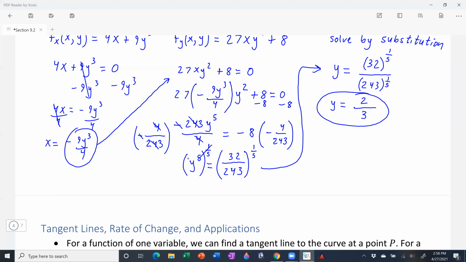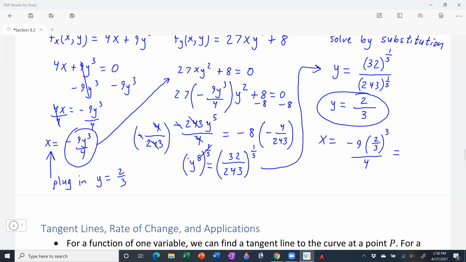Okay, not quite done yet. Don't forget that you need to plug this back in into the x form. So we need to go back to our x substitution, and we need to plug in y equals 2/3, and then we'll be done. Okay, so if we plug in y equals 2/3, it's going to be -9 times, and we're plugging in 2/3 for y.